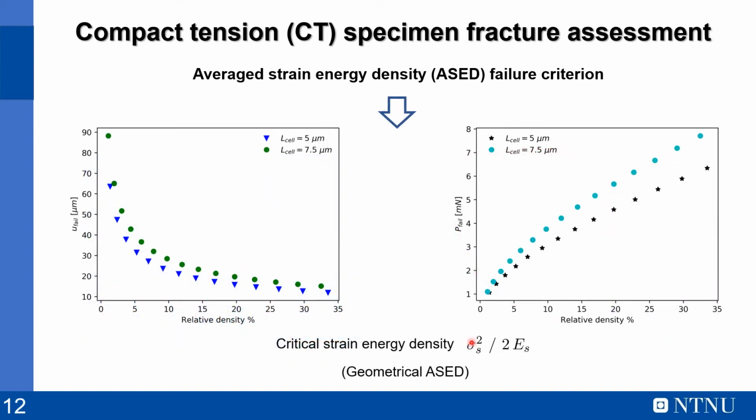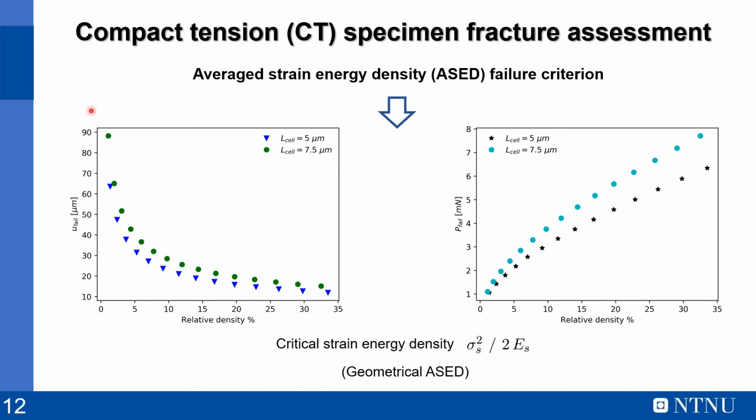Therefore, we have assumed that the critical strain energy density at which the material fails is equal to the critical energy of the constitutive material. And besides, we have assumed that the geometrical SED value is the value which determines the failure of the material, since the material value does not depend so much on the relative density and in turn on the stiffness of the material.